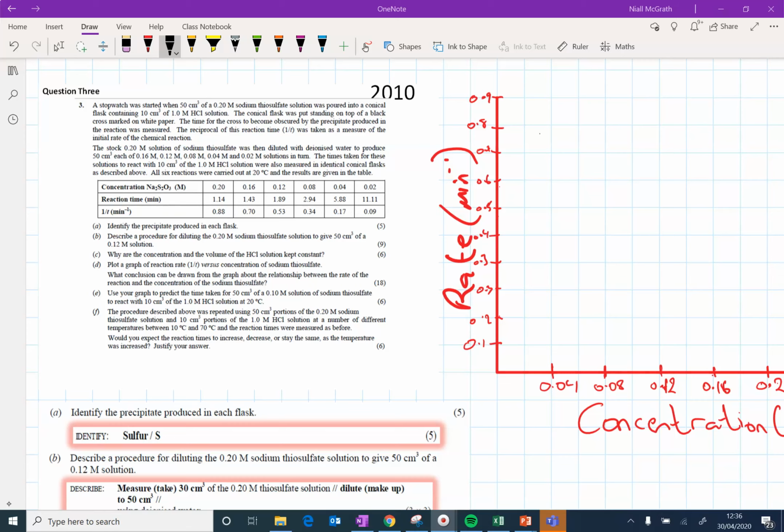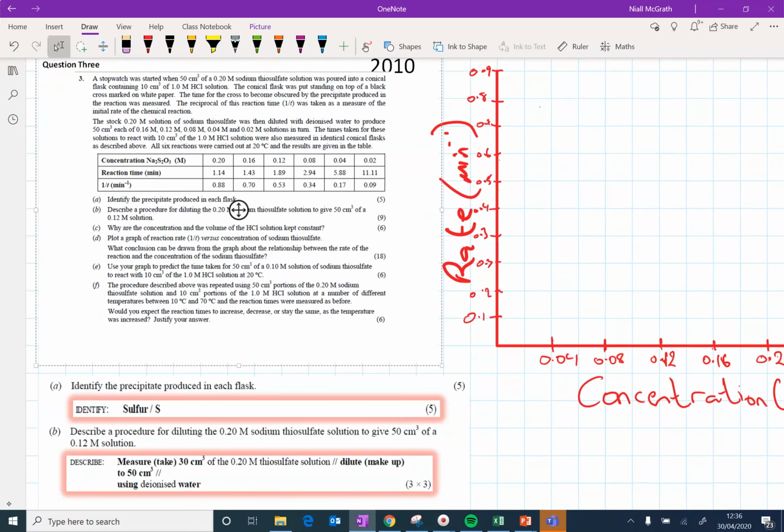Describe a procedure for diluting the 0.2 molar thiosulfate solution. Okay, so we measure 30 centimeters cubed of the 0.2 molar, and we dilute it to make up to 50 centimeters cubed using deionized water. So that's just making up solutions. We should be okay with that at this point.